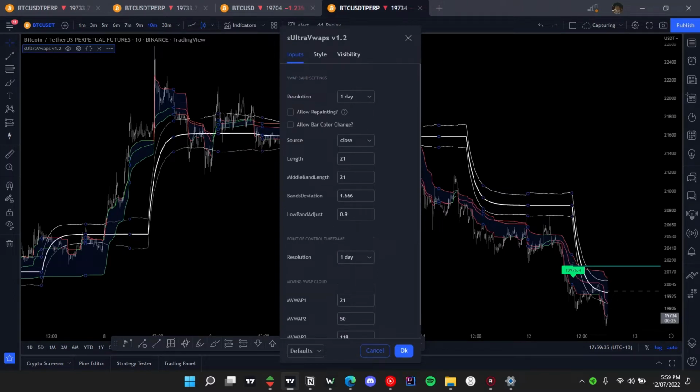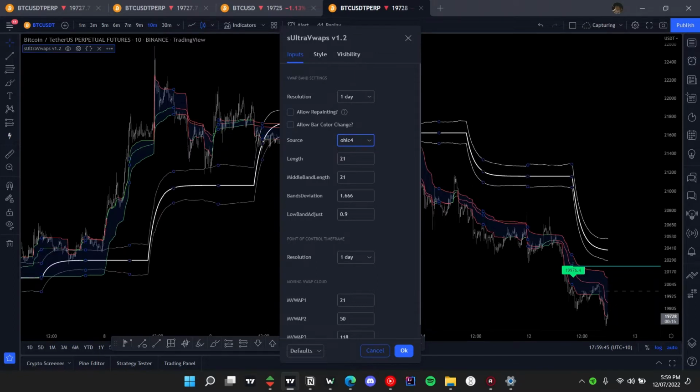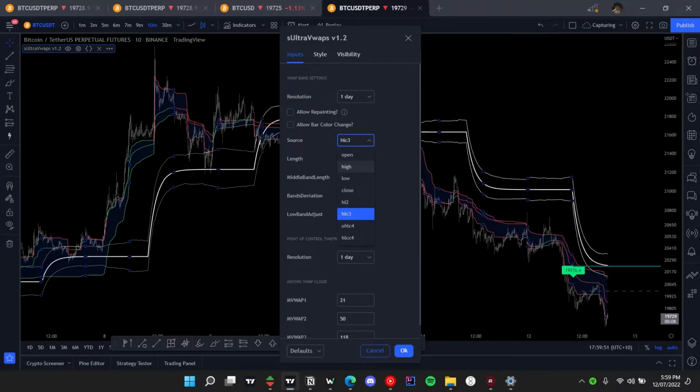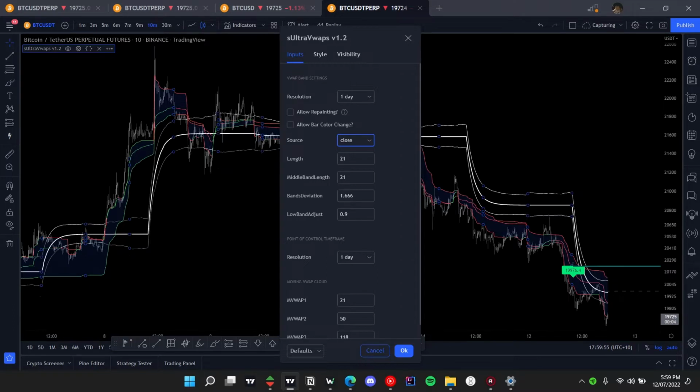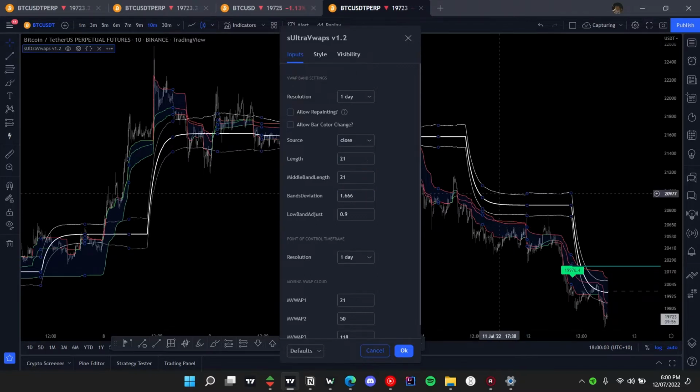So we have the VWAP band. The white three bands that you're looking at is the VWAP band. And you can change the source of it. Usually OHLC doesn't work really well. HL3 doesn't work that well. You get the point. So you play with it until you see which fits best to the asset that you're trying to trade. And the length you can change as well, and the band's deviation is the spacing between the bands.